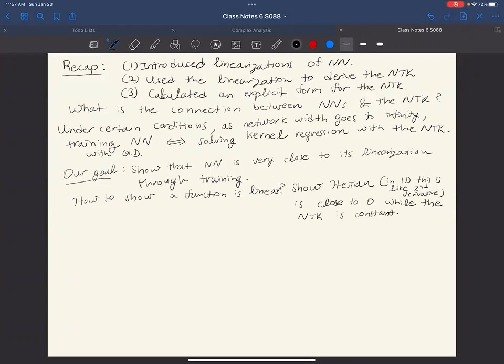But remember, this is just not enough because we're actually training a neural network. What we actually have to show is that if the Hessian is close to 0 and the NTK remains constant, this property has to somehow hold throughout the entire training process. And so what I'll do now is outline the key steps in doing this. And this is exactly what the papers I've cited in the lecture notes do. And so here's the outline of the proof.